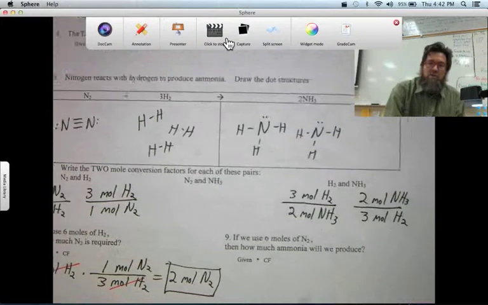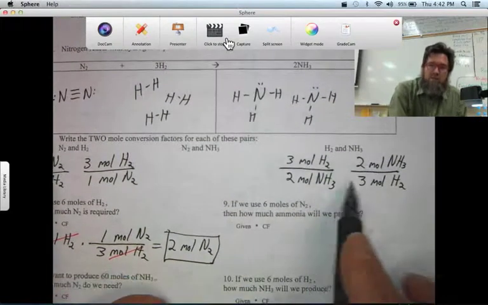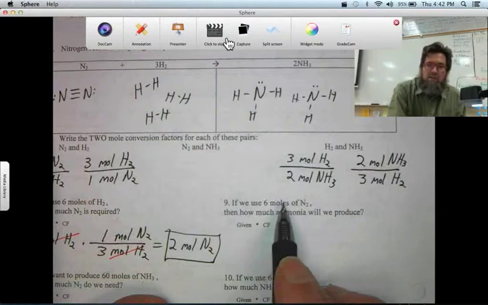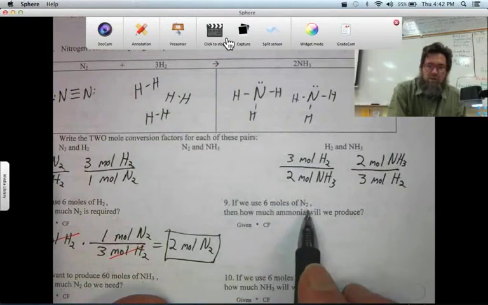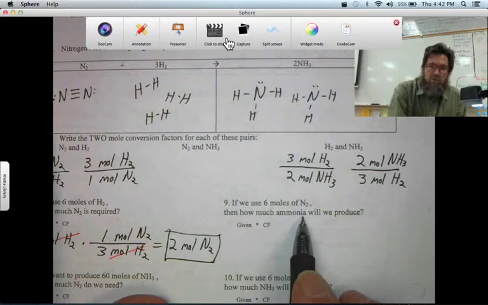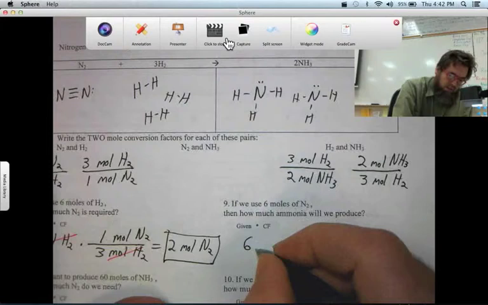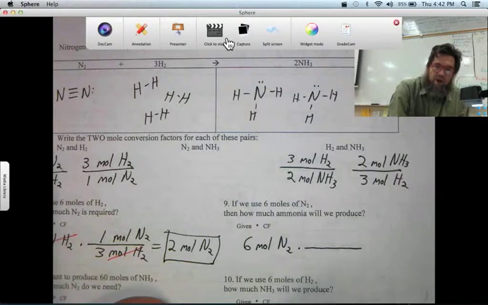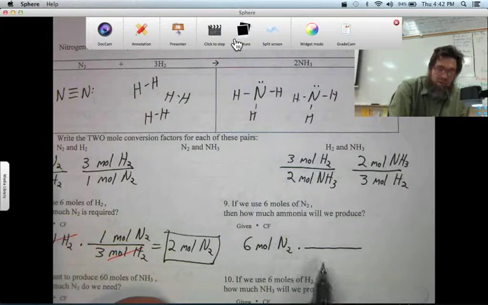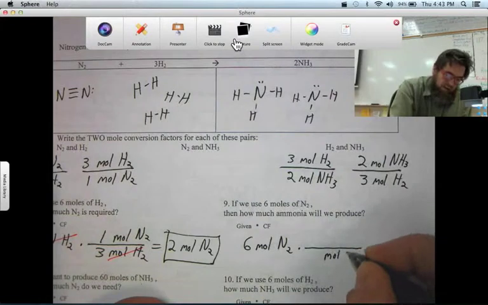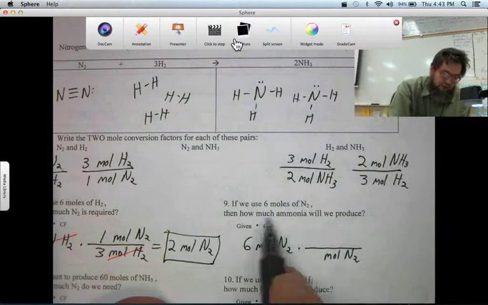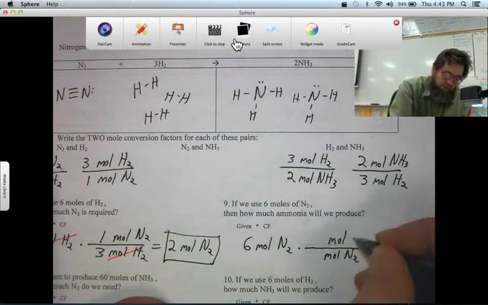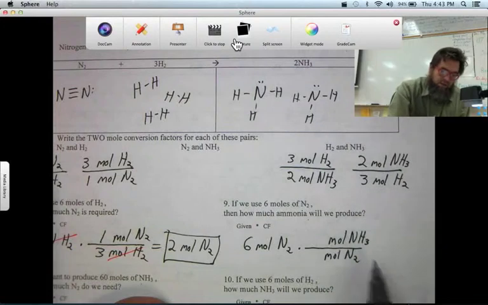Now let's do a problem using these conversion factors. If we use 6 moles of N2, how much ammonia will we produce? So our given is 6 moles of N2, and we multiply by a conversion factor. When we build a conversion factor, I like to start with what units are going to cancel. So we're going to want to get out of moles of N2, and it's asking how much ammonia. In other words, how many moles of NH3.